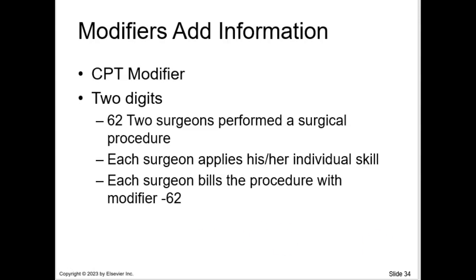So modifier 62 means 2 surgeons performed a surgical procedure. So what they would do is have the CPT code, which is going to be 5 digits, 5 numbers, dash 62.